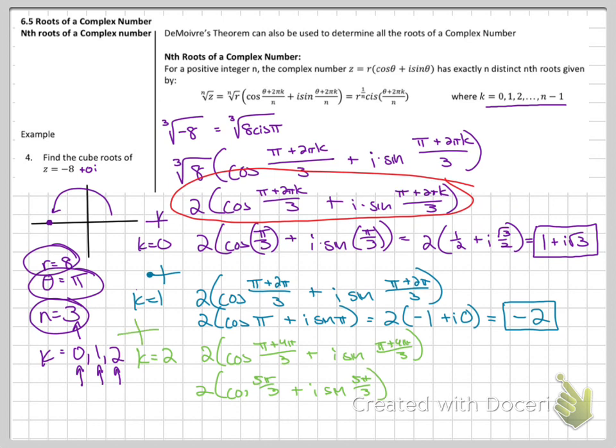Tiny picture for 5 pi over 3, almost 6. At that spot, cosine is 1/2. Sine at that spot is -√3 over 2. Distribute the 2 and you get 1 minus I√3, or √3i, however you want to do it. That's our third root. If you did that times itself again, you would get that -8 answer.